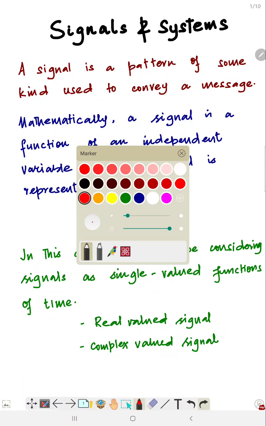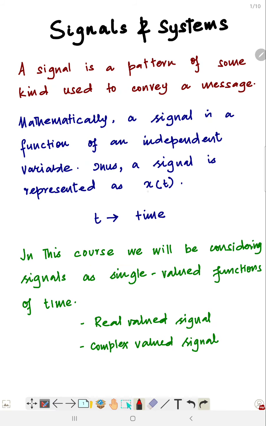So a signal is represented, like I've shown it here, as a function x of t, and t is an independent variable. In most cases, in fact in this course and in your future courses in the electrical and electronics domain, this independent variable is time.